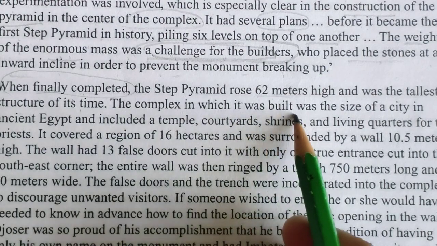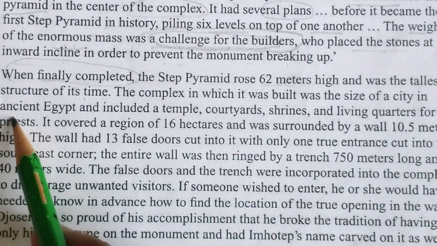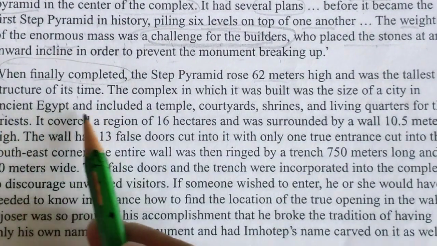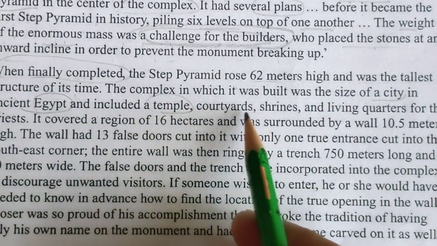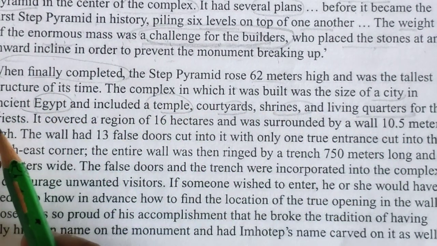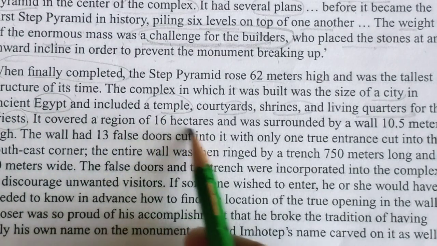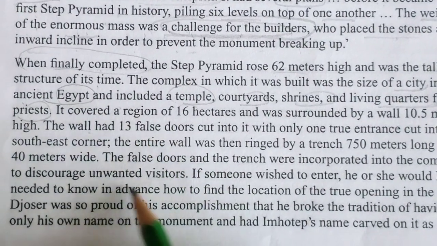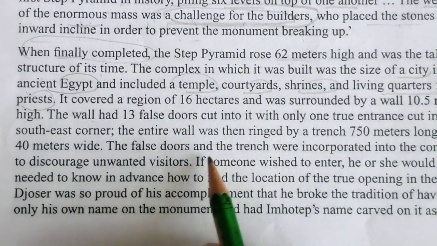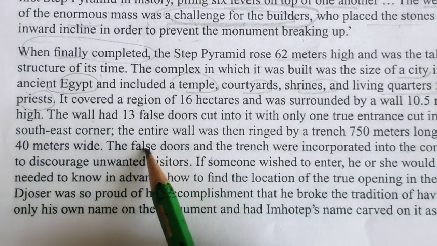The complex in which it was built was the size of a city, with an ancient temple, courtyard, shrines and living quarters for the priests. It covered a region of 16 hectares surrounded by a wall. Now they have explained it properly, everything. The false door and trench were incorporated to discourage unwanted visitors.